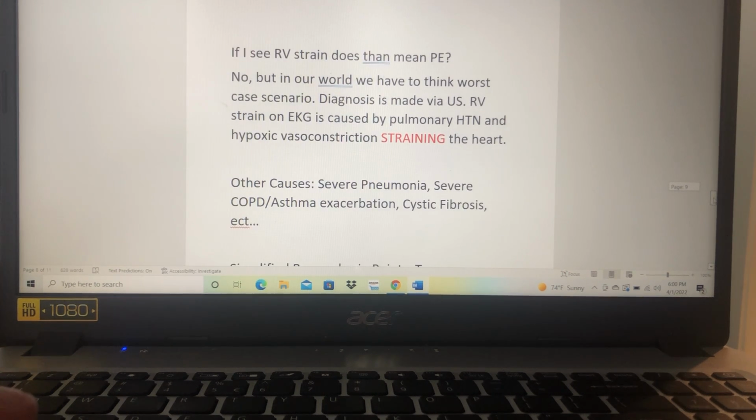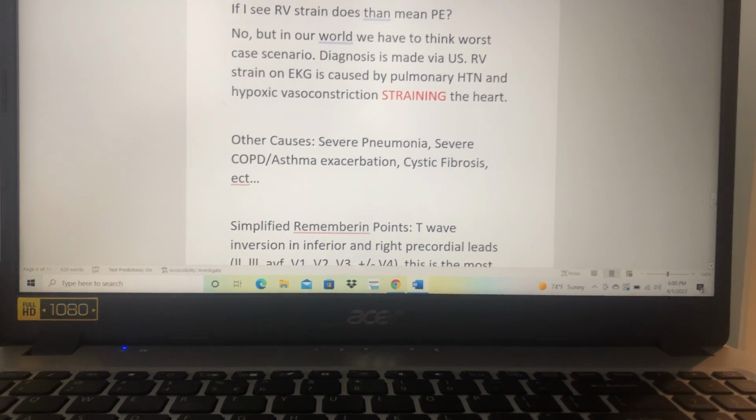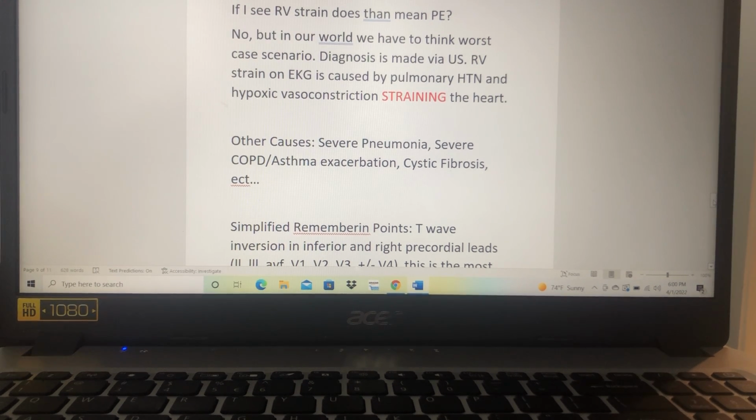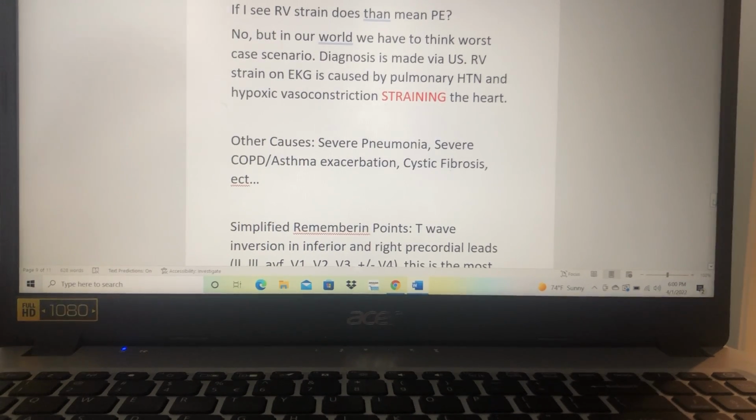So hopefully, to put this in a nutshell, if you see right ventricular strain, does that mean PE? No, not at all. It just means the right ventricle is being stressed. And one thing too is the 12 lead is actually kind of good at figuring this out. It will note right ventricular hypertrophy. That's its favorite one I've seen. It just calls it right ventricular hypertrophy. It's not going to actually say right ventricular strain.